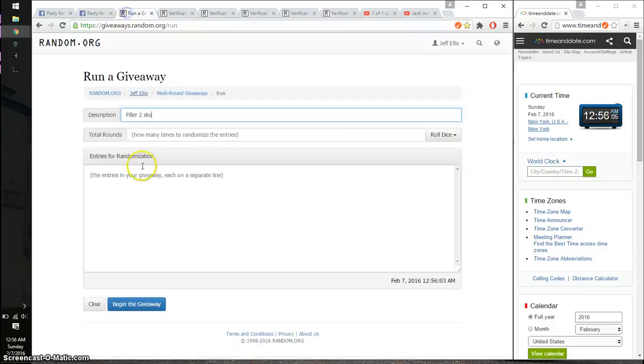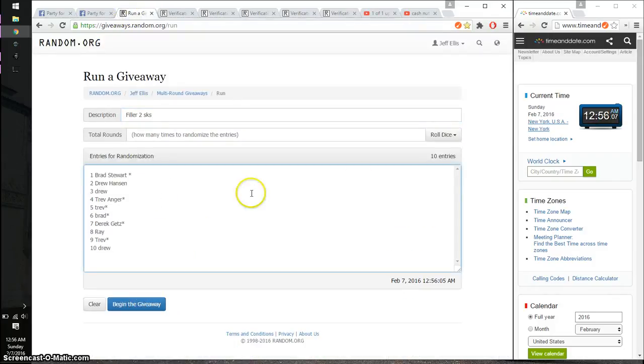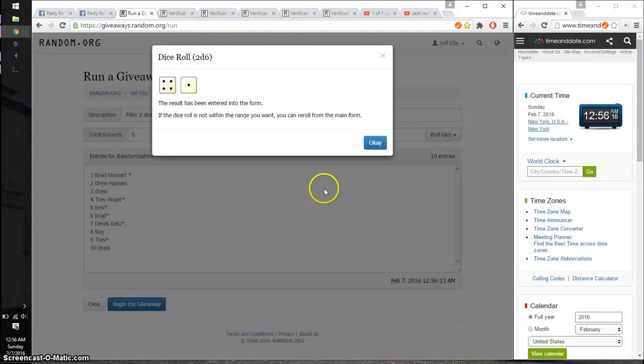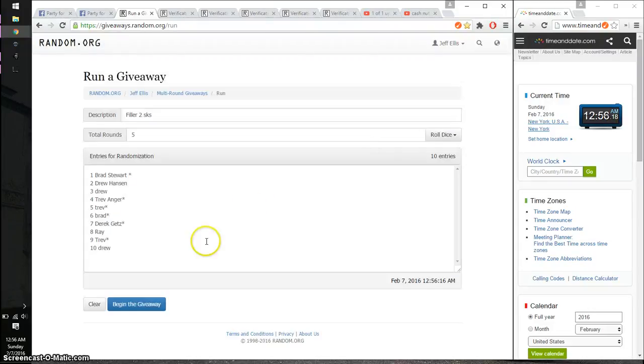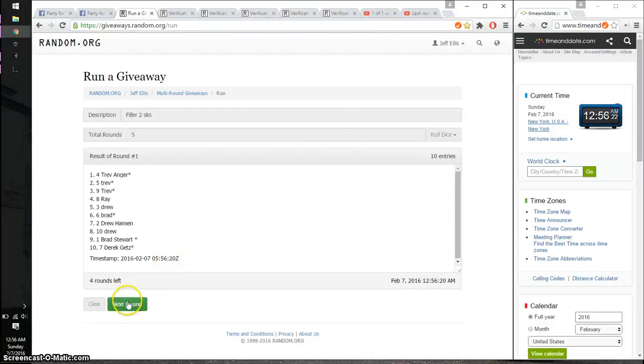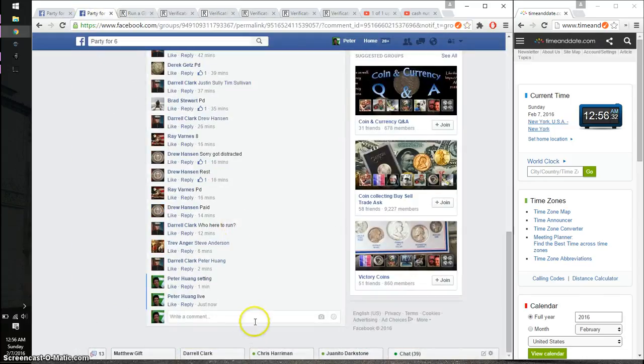Go ahead, copy this, paste it over here. Alright, 10 entries. Let's see, 2 dice, 4 or higher. And we got a 2, not high enough. And we got a 5, and we will start at 12:56. Good luck, everyone. Alright, so first time Trav, second time Drew, third time Drew, fourth time Trav. So far, 4 times, 5 on the dice. Last and final time starts at 12:56.